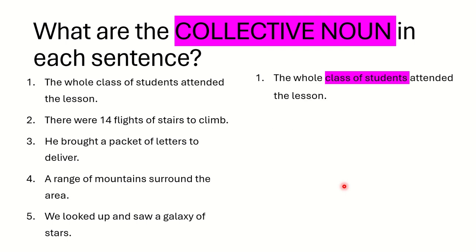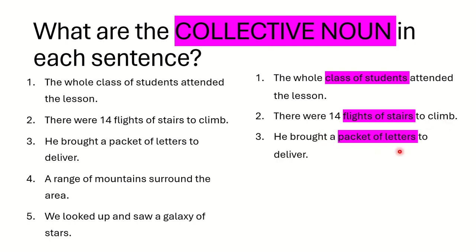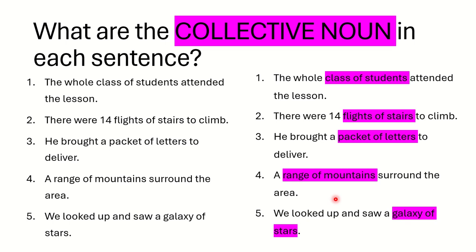Number 1. The class of students attended the lesson. So you are correct. Class of students will be the collective noun. Number 2. Flights of stairs. So there were 14 flights of stairs to climb. Number 3. A packet of letters. So there are many letters and we refer to it as a packet. Number 4. A range of mountains around the area. So there are many mountains and we refer to it as a range. Number 5. We looked up and saw a galaxy of stars.